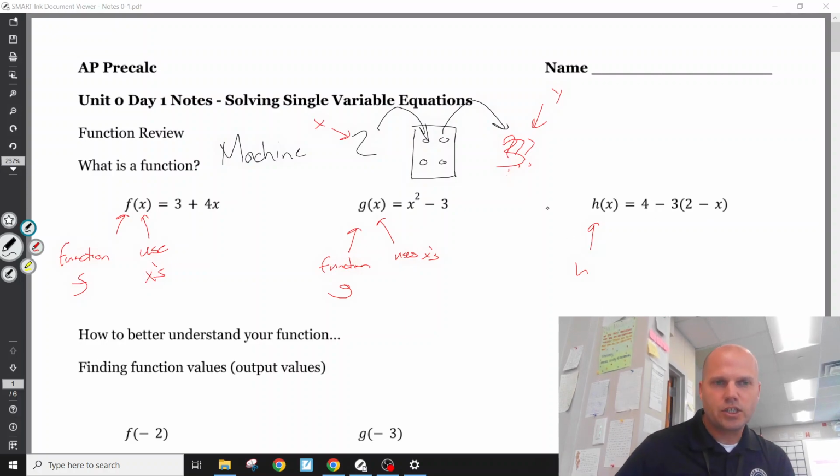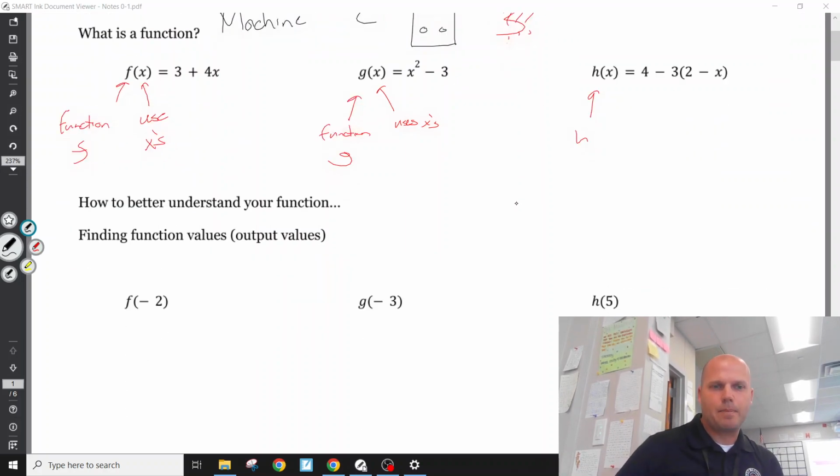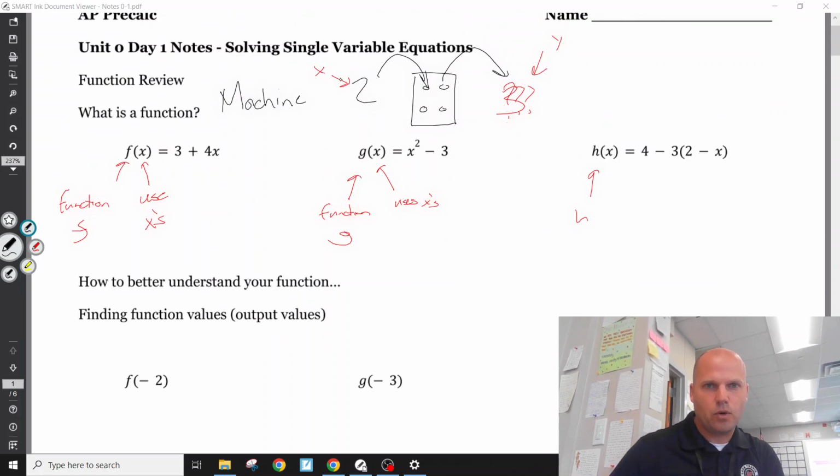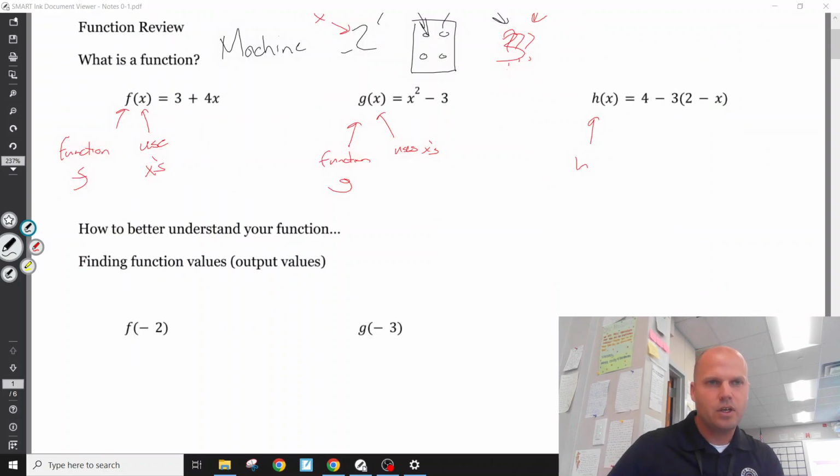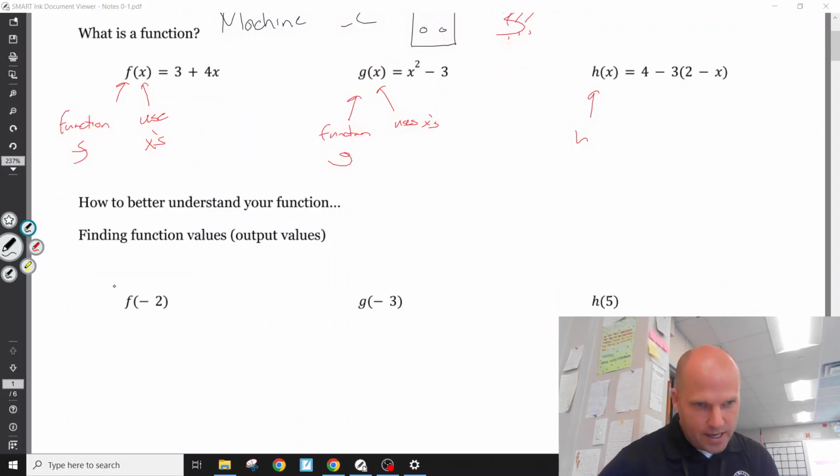Okay, so let's kind of see what happens when we plug in these values. Like, what if I plug in -2 into my function f? What if I plug in -3 into my function g? What if I plug in 5? So we will take -2, and -2 is going to replace x. Okay, instead of using x, I'm going to use -2. Now, if there were multiple x's in f, I would place -2 into multiple x's.